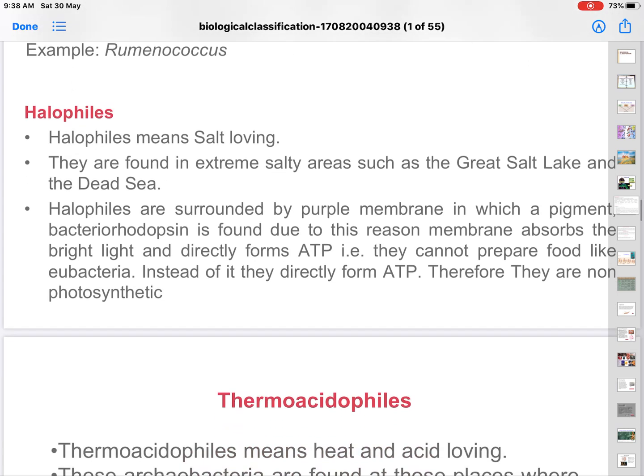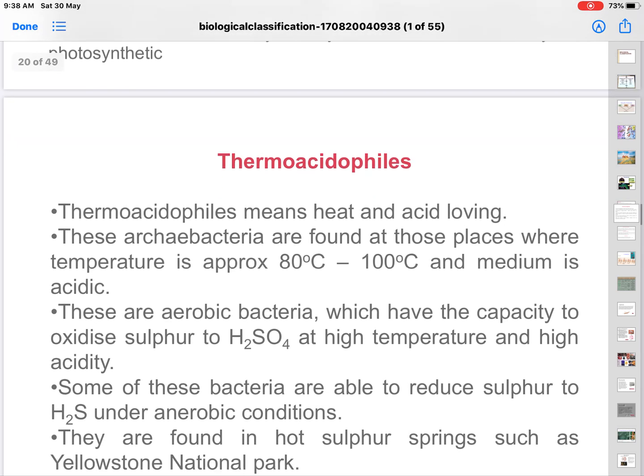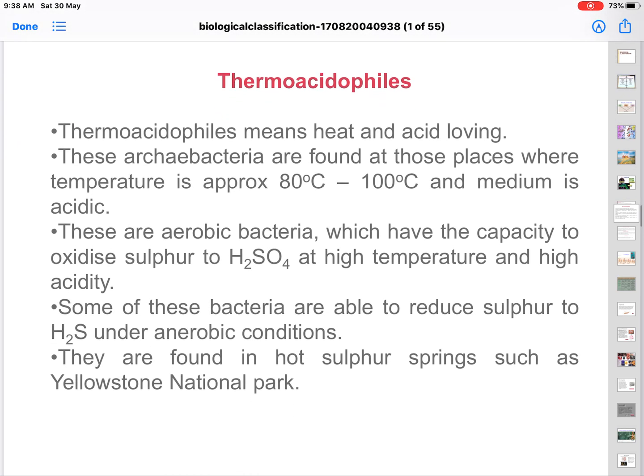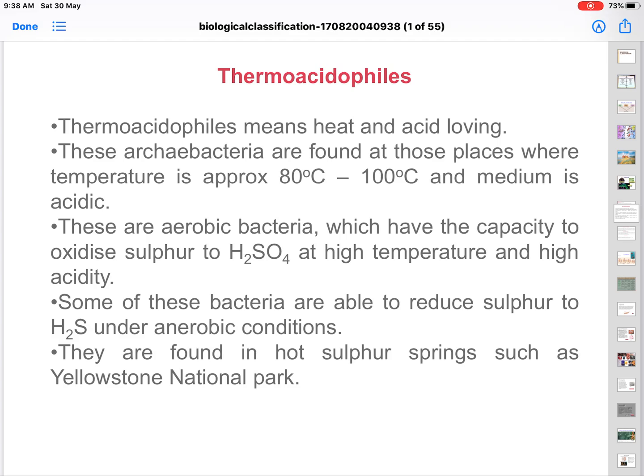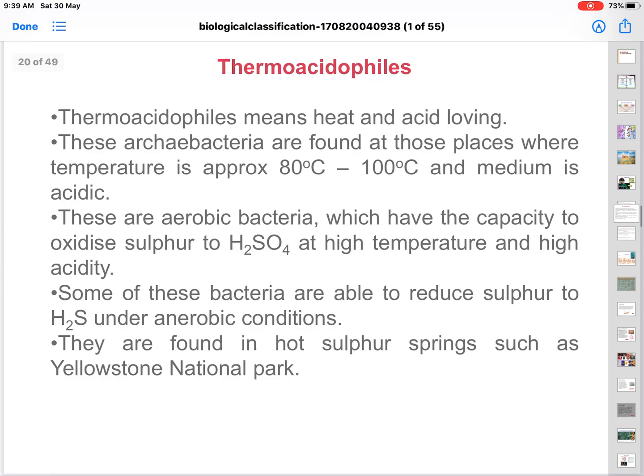And next, we come to the third group, thermoacidophiles. Thermo means heat. Acido means acid. Thermoacidophiles are a type of archaebacteria that love heat and acid medium. So, heat and acid loving. These archaebacteria are found at those places where temperature is approximately 80 to 100 degrees and the medium is acidic.